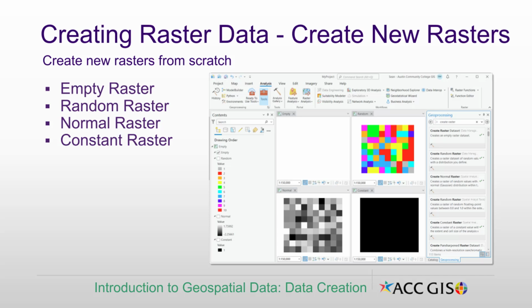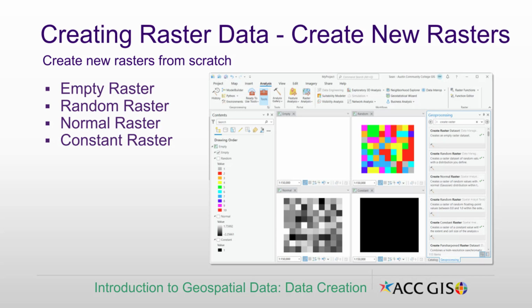The create normal raster tool also randomizes the values, but does it on a bell curve in which the middle values are going to be more likely assigned to the cells than the lower and higher end of the range.